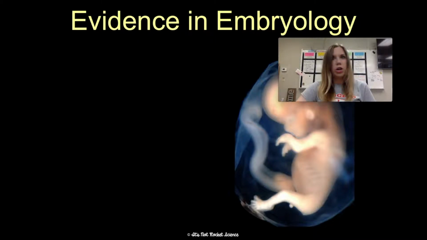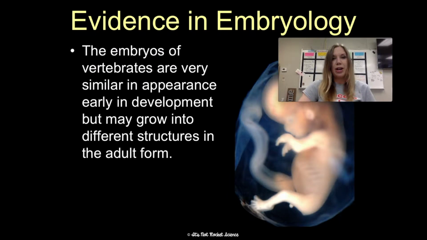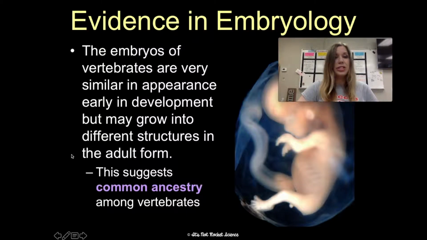So the third type of evidence we're going to look at is embryology. Embryology is when we're studying the development of organisms. The embryos of vertebrates are very similar in appearance. We saw this at station 3, I believe. They're very similar in appearance early on in development, but they may grow into different structures in their adult form. So we can see they're very difficult to distinguish from one another. And again, this suggests common ancestry among the vertebrates.